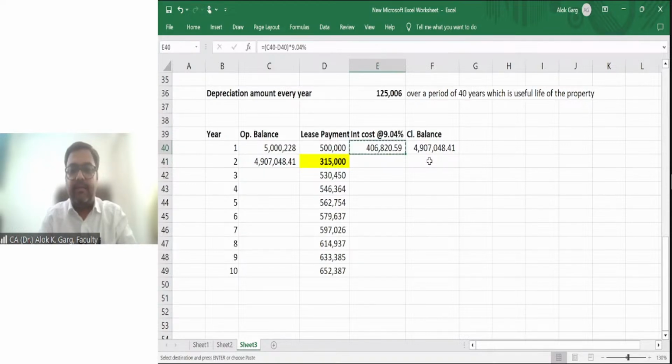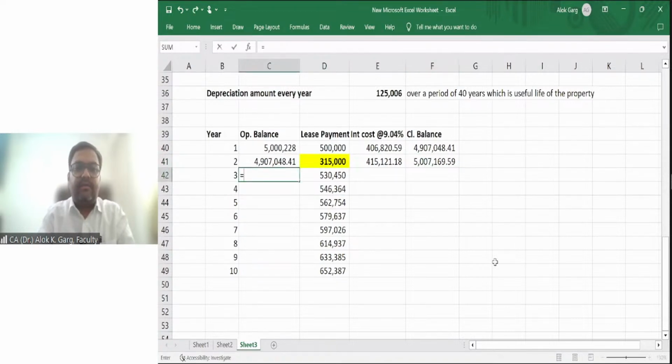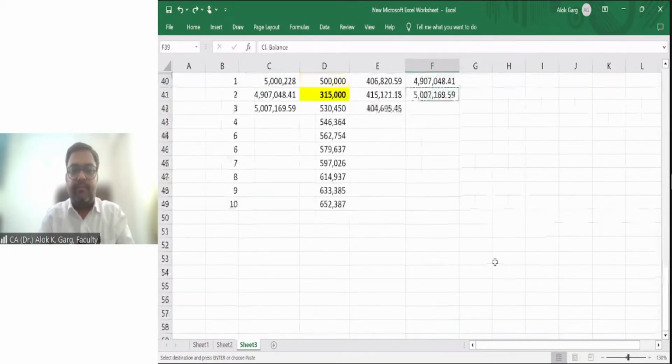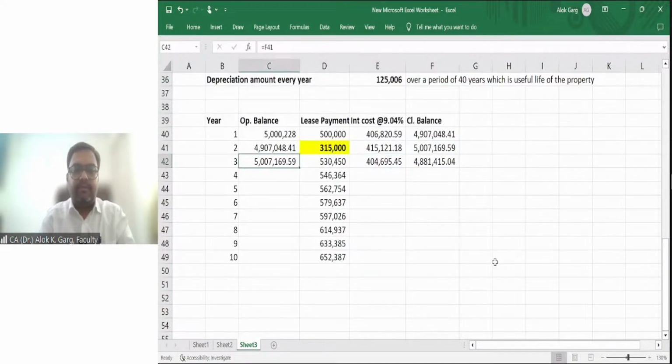Same formula I'll apply, right? Again, in the second year, my opening liability is this one. I have paid this much amount. Whatever is the balance, I will apply 9.04% on it. This becomes my closing balance. In the next year, this will become my opening balance. Same formula I'll apply.